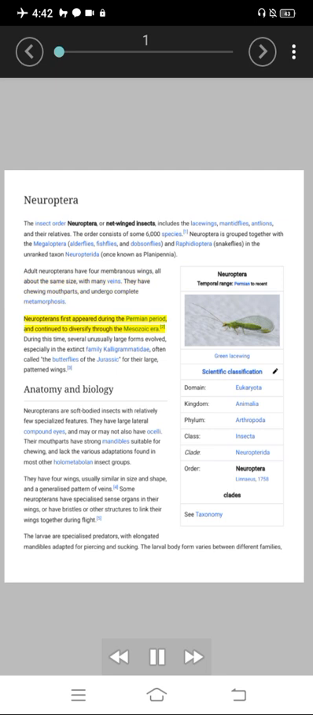Neuropterans first appeared during the Permian period, and continued to diversify through the Mesozoic era. During this time, several unusually large forms evolved, especially in the extinct family Calligrammatidae, often called the butterflies of the Jurassic, for their large, patterned wings.